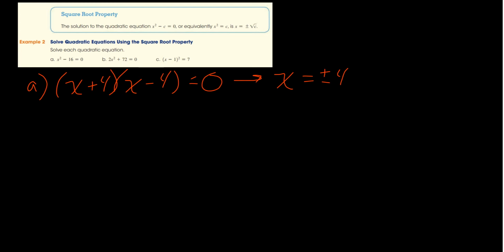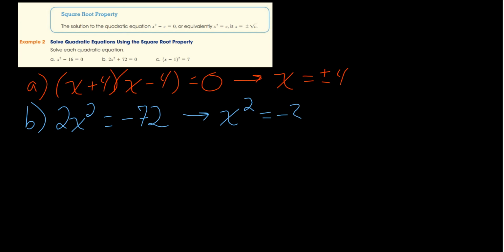Okay, B. If we look at this, we can't really say that's a difference of squares, because it's not, since 72 is not a perfect square, neither is 2. Instead, we're going to have to hark back to what we've done previously. We're going to isolate the variable on the left side. So we're just going to say 2x squared is equal to negative 72. Then we divide both sides by 2, so we have x squared is equal to negative 36.